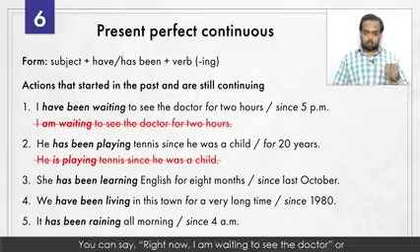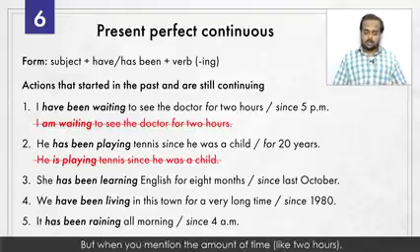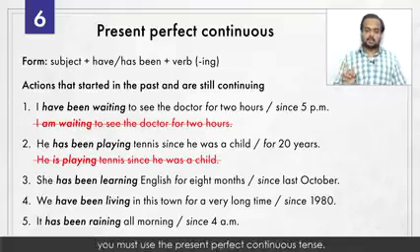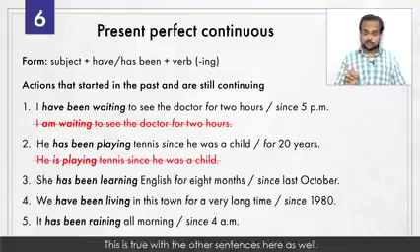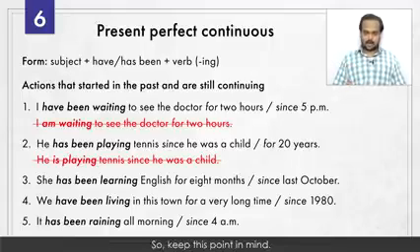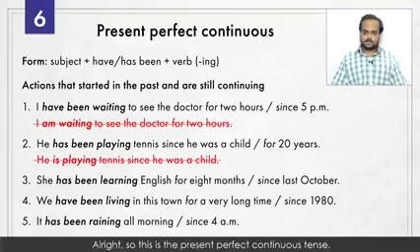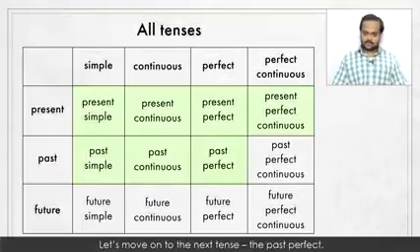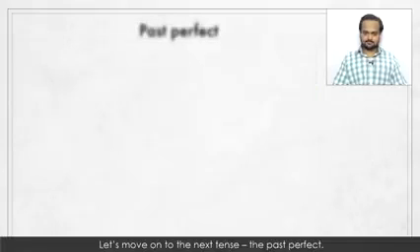You can say, right now, I'm waiting to see the doctor, or he is playing tennis. But when you mention the amount of time, like 2 hours, or when you mention the starting point, like since he was a child, you must use the present perfect continuous tense. This is true with the other sentences here as well, so keep this point in mind. Alright, so this is the present perfect continuous tense. Let's now move on to the next tense, the past perfect.